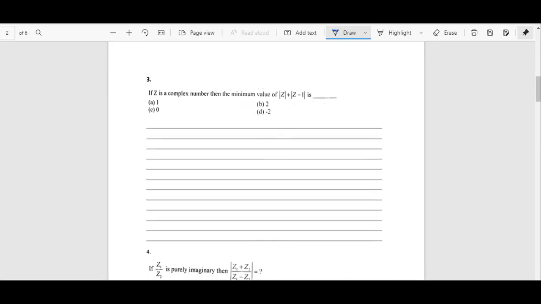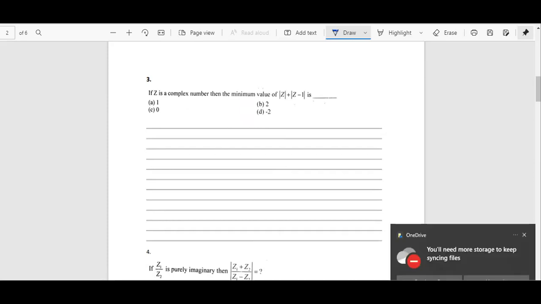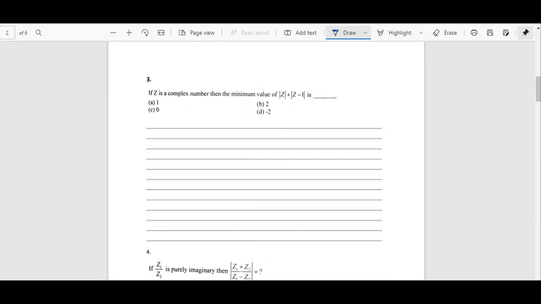Now we have the third question. The question says, if z is a complex number, then the minimum value. Now I repeat, z is a complex number, right? Let's just talk about z first. So if z is a complex number, I can write z as x plus iota y.